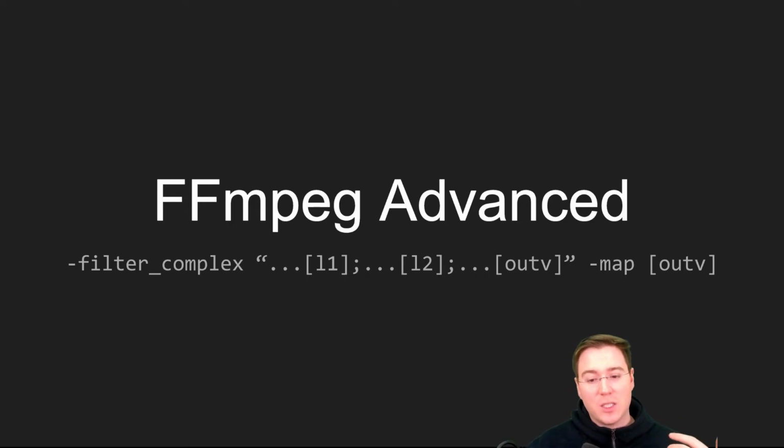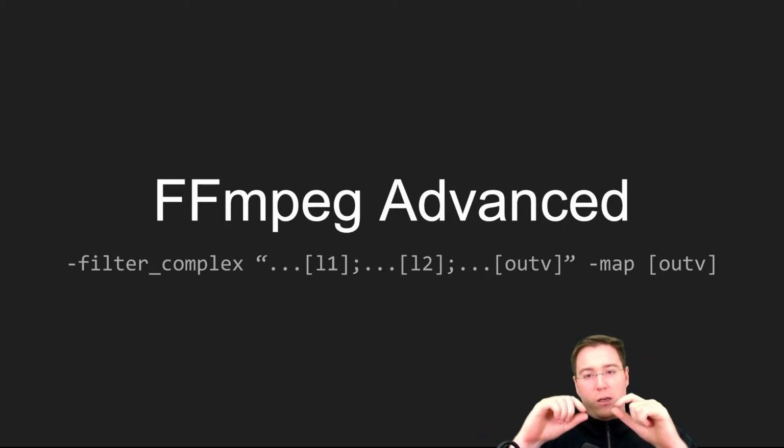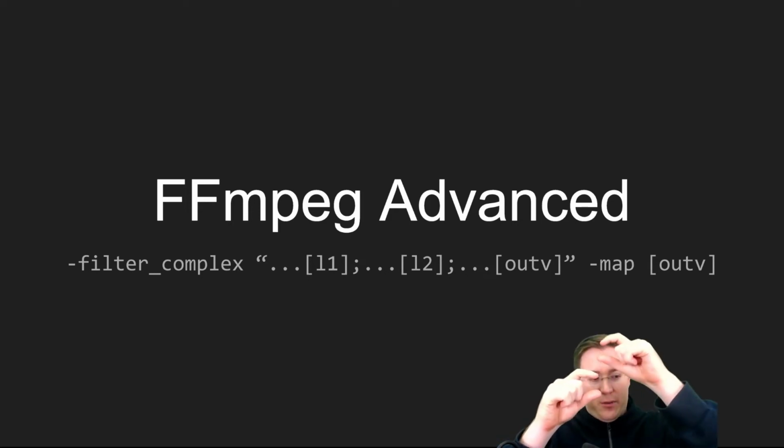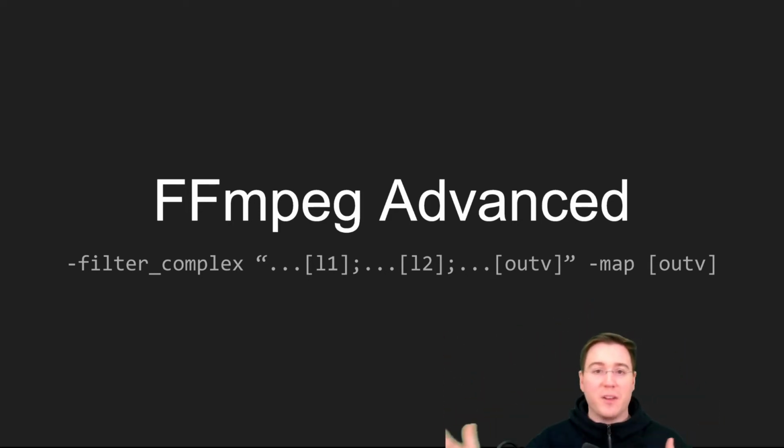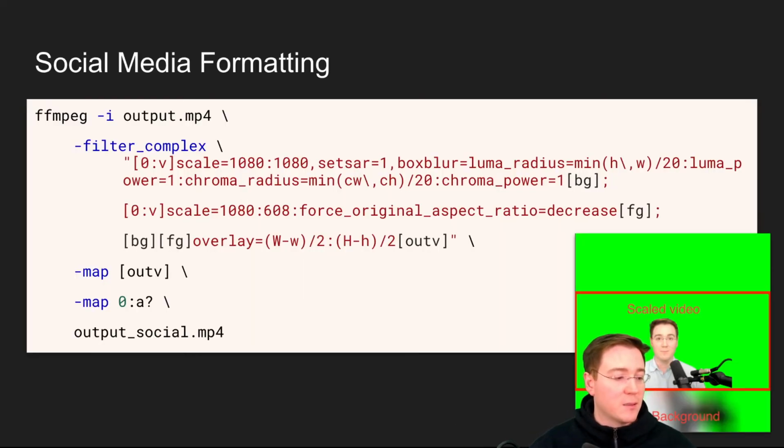Filter complex essentially consists of building layers and then stacking those layers and outputting them and then mapping those layers to the output file. You'll get a bit more of that in a second, but essentially you just stack like layer 1, layer 2, layer 3, layer 4, and then you shove them out as like your V out layer or your video out layer. So let's go ahead and take a look at what that looks like in practice.